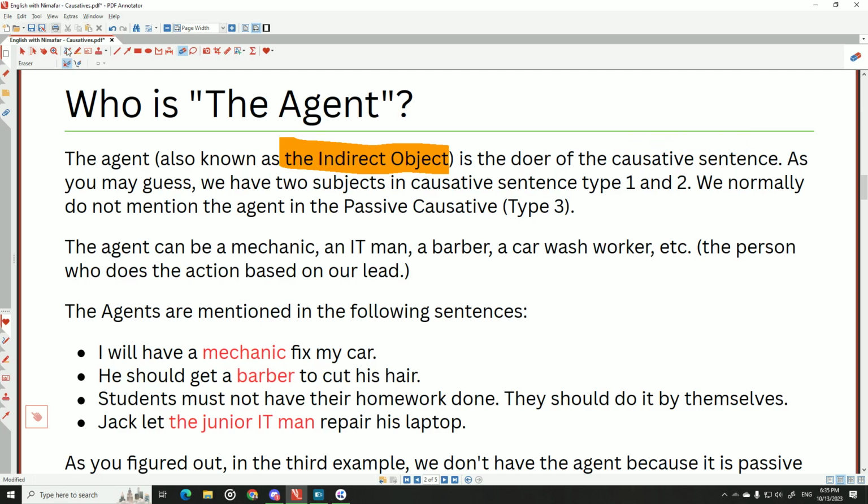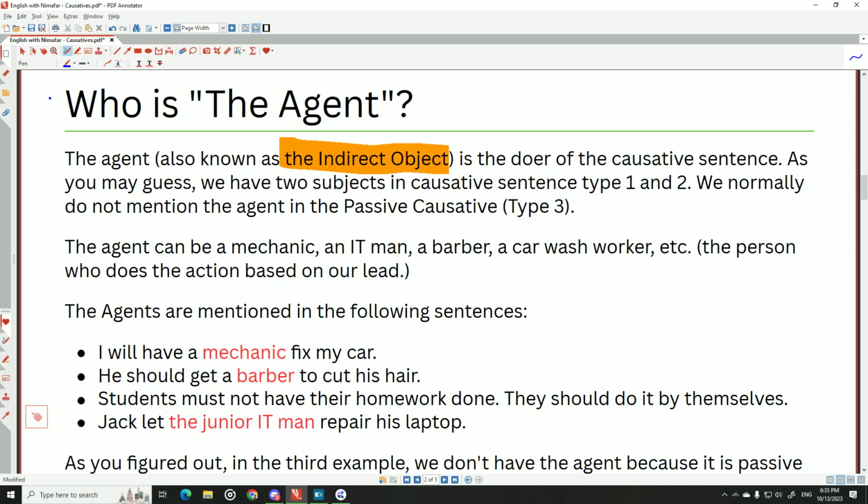Anyways, so who is he? He's the doer of the causative sentence, because we said that in causative sentences the subject doesn't do it. So who is the doer then? The agent is the doer. As you may guess, we have two subjects as we talked about in type 1 and type 2, but in the passive one we don't have one. Why? Because it's passive. In passive we focus on the object, as you may know.